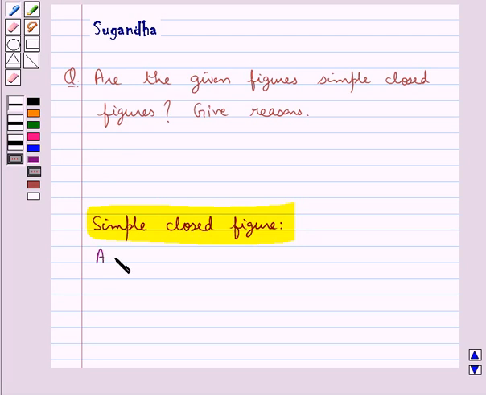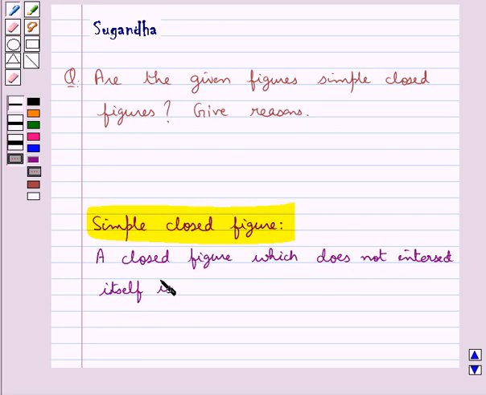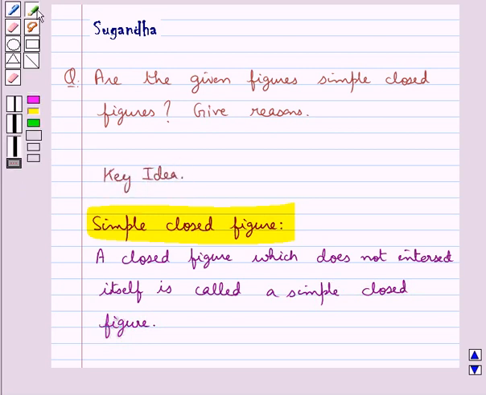A closed figure which does not intersect itself is called a simple closed figure. This is the key idea for this question.